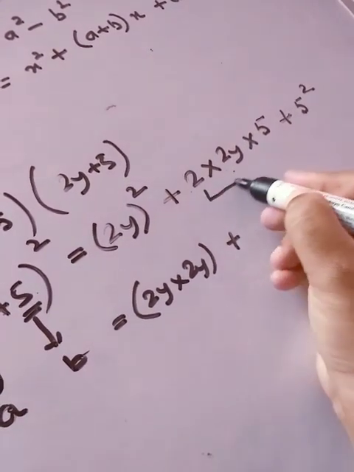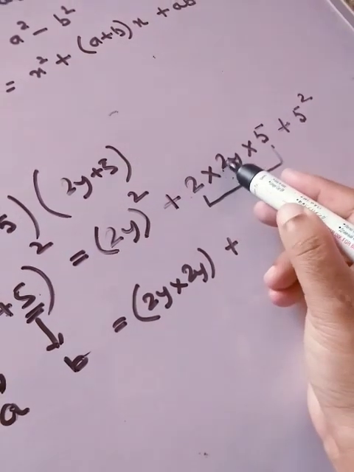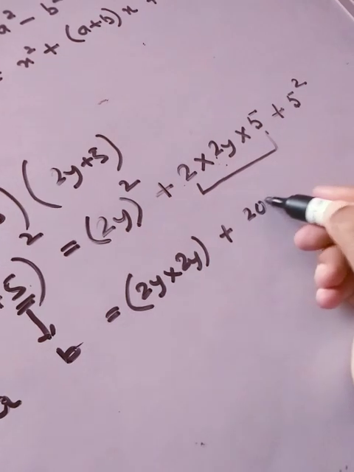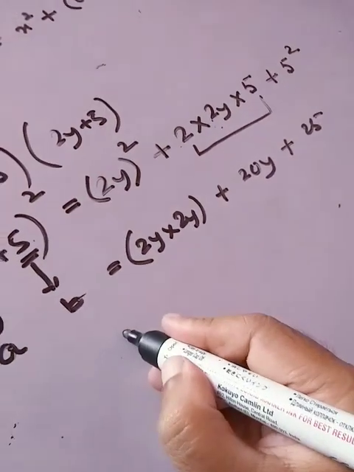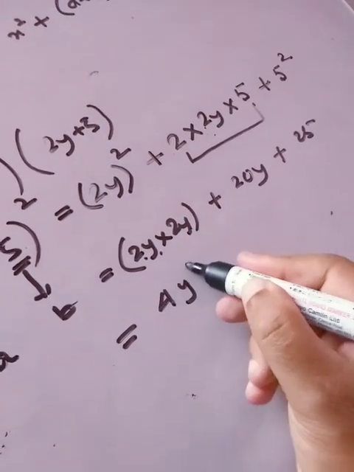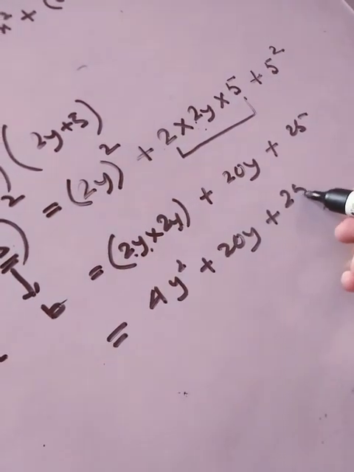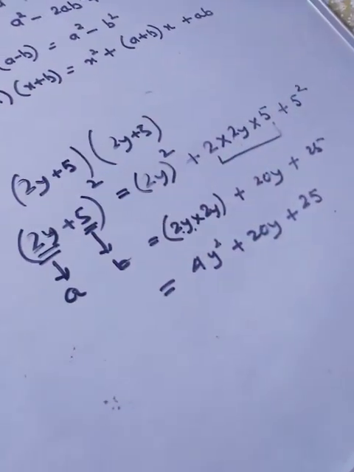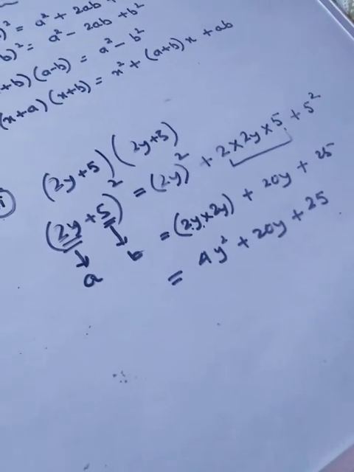Now if you multiply these 3, so what is the answer? 2 2s are 4, 4 5s are 20. So it will be 20y. 5 into 5, 25. Now what is the answer of this? 2 2s are 4, y into y, y square, plus 20y plus 25. Now this is your required answer. Okay, this is how exactly you will do all the sums.